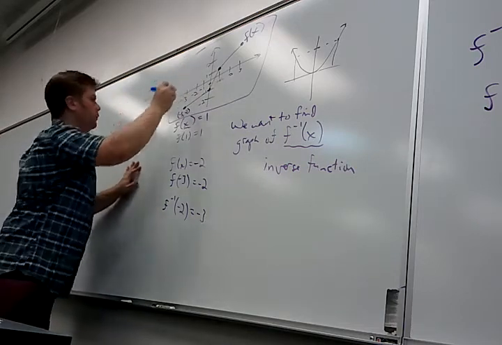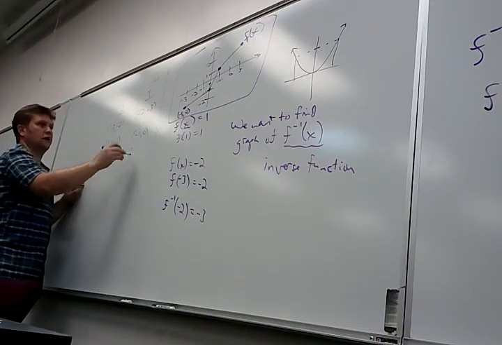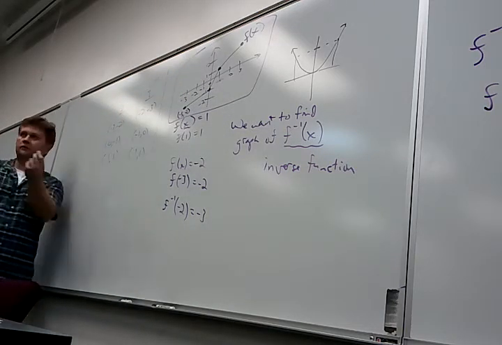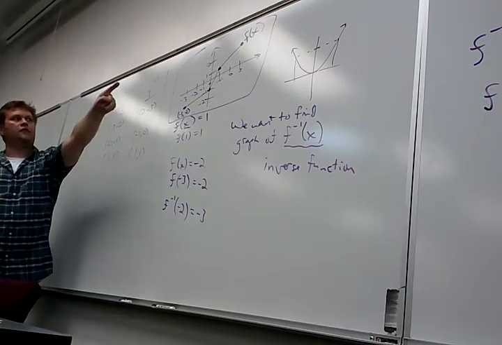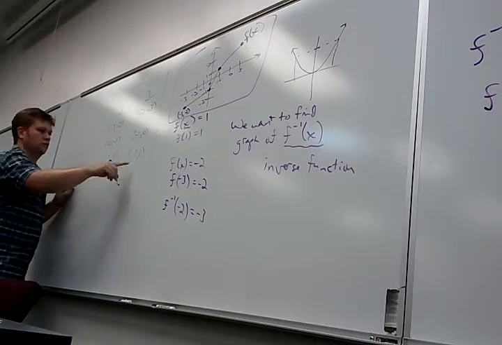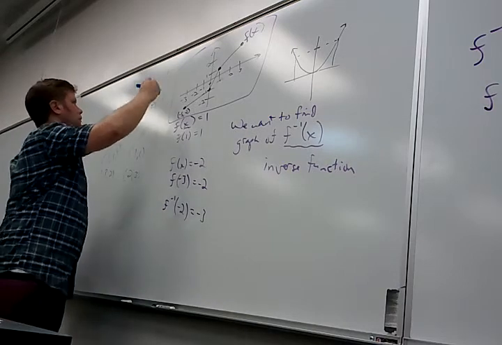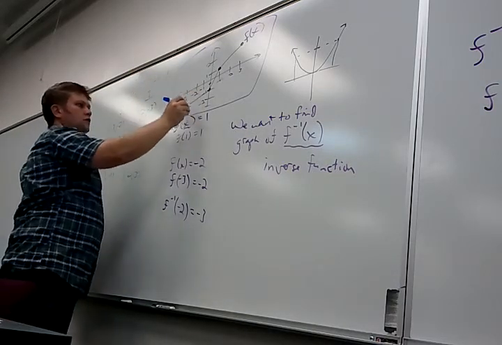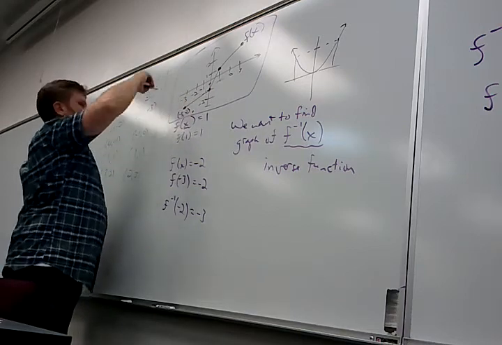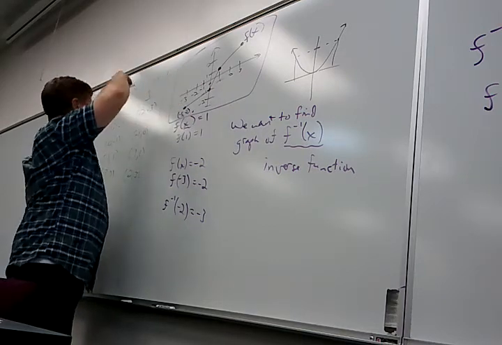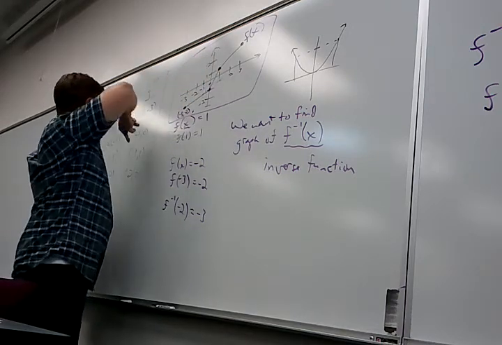It goes through 1, 1, so that's not very interesting. This one's got to go through 1, 1. And F goes through 3, 2. So the F inverse has to go through 2, 3. So now F inverse is going to look like this. Negative 2, negative 3. Negative 1, 0. 1, 1. And 2, 3.